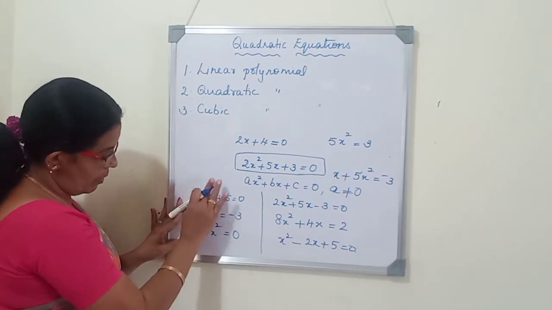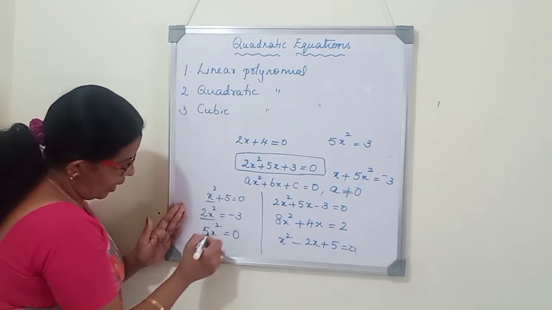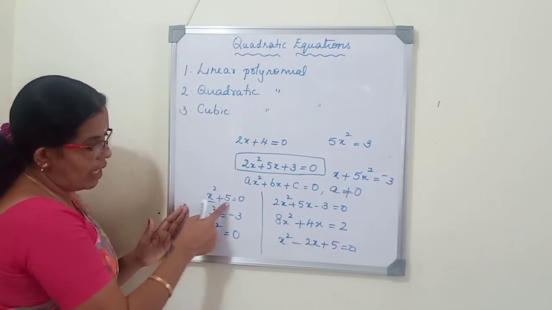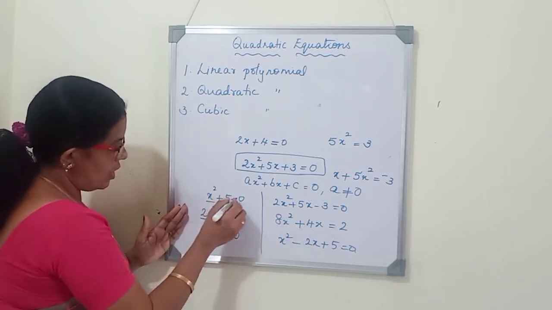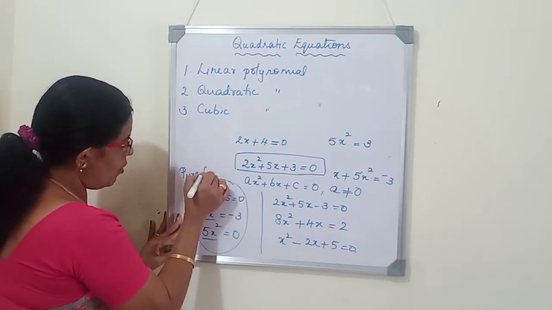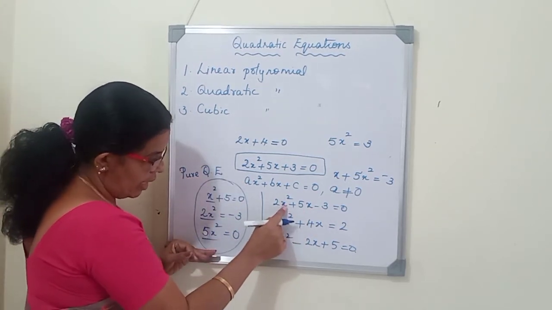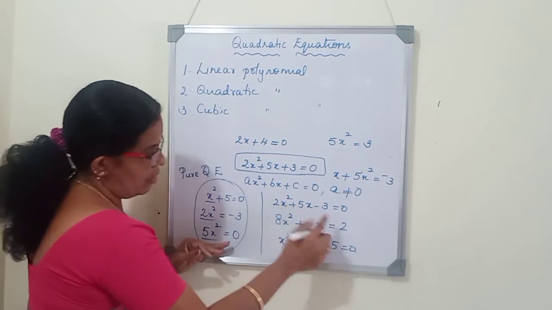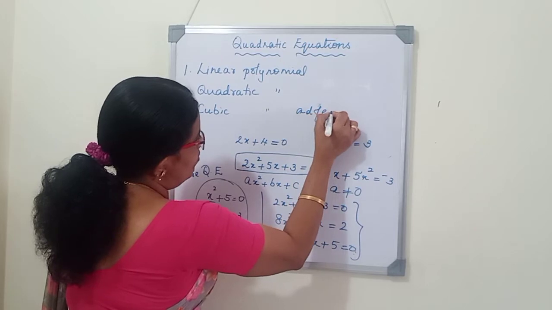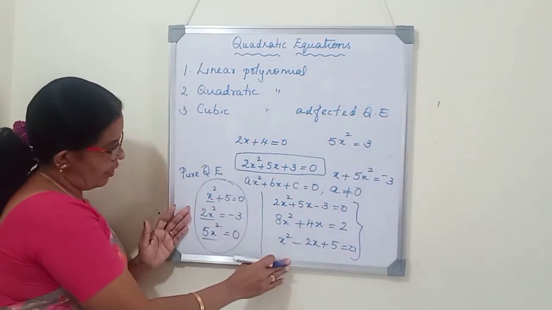But what is the difference between this equation and this? See here, only the x square term is there. That is, degree 2 is only there. Degree 1 is not here. That is, x coefficient is not here. So such type of quadratic equations are called pure quadratic equations. And these are having degree 2 and degree 1. These quadratic equations are known as adfected quadratic equations. So there are two types of equations.